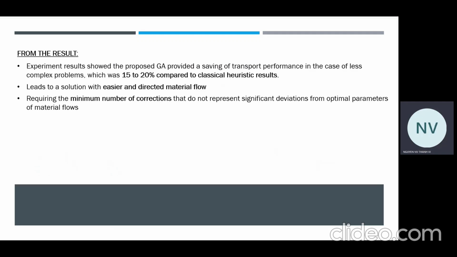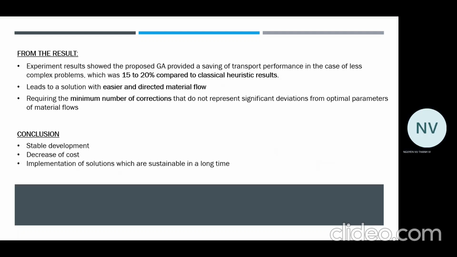Now we have our conclusions. From the experimental results, the proposed GA provided a saving in transfer performance in the case of less complex problems, which were 5 to 20% compared to classical heuristic results. It also leads to solutions with easier and directed material flow, requiring a minimum number of directions that do not represent significant deviation from optimal parameters of material flows.